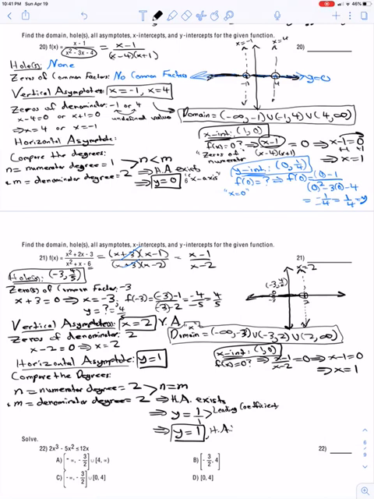And our y-intercept, let's go ahead and find it. Where will the graph cross through the y-axis? Remember, to find a y-intercept, we find out what f of 0 equals. So f of 0 is equal to 0 minus 1 divided by 0 minus 2, which is -1 over -2, or 1/2. So our y-intercept will be at (0, 1/2).